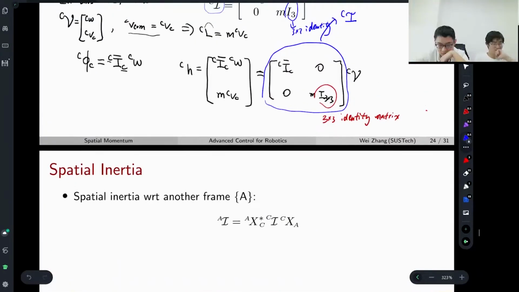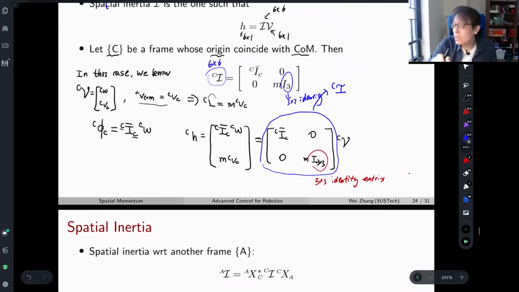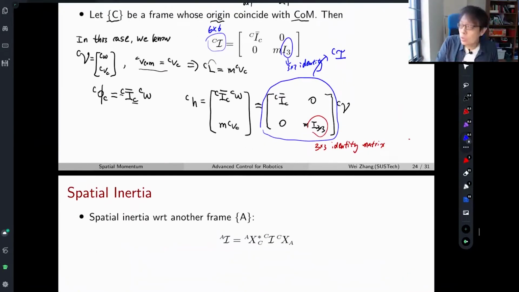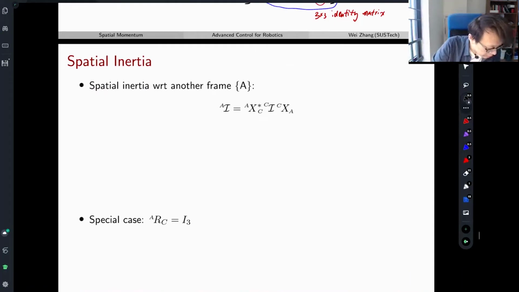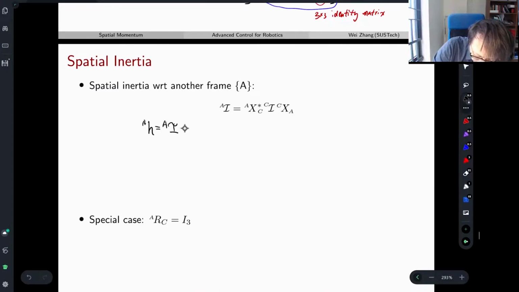All right, so we know how to represent it in a very simple way where you have a diagonal matrix, but we can also express the inertia matrix in an arbitrary frame. The orientation and origin can move arbitrarily, and this can be derived by the change of coordinate for H. For example, we have H. Suppose let's say H of A equals the spatial inertia in A times V of A. Suppose that's our goal, right?